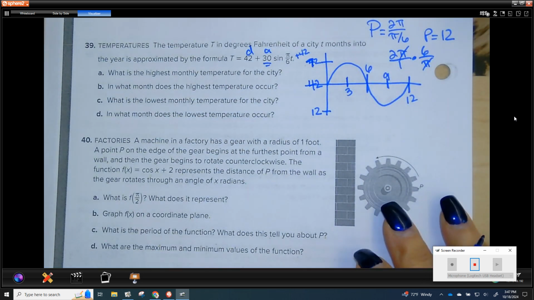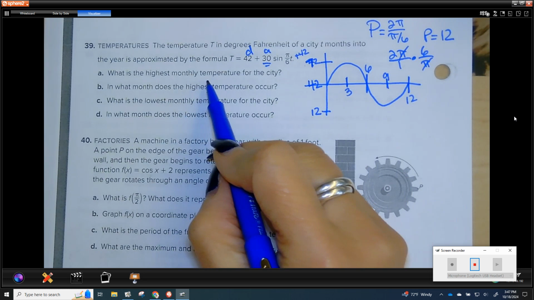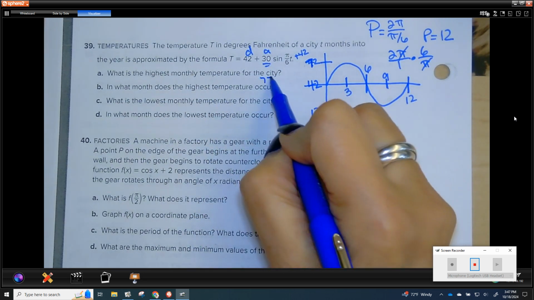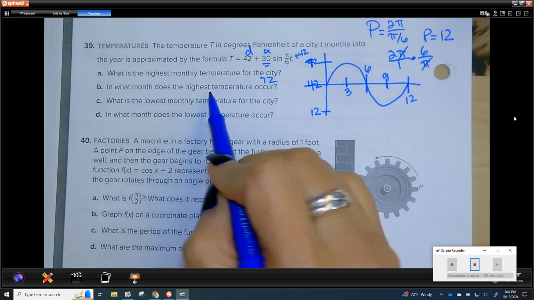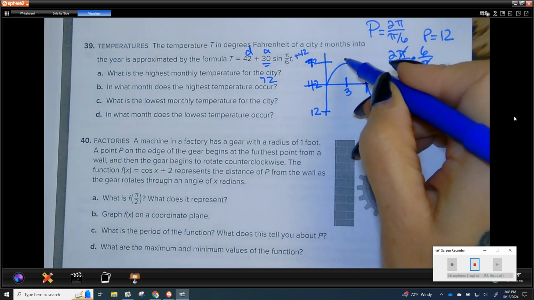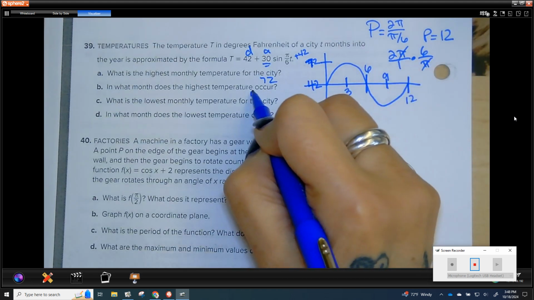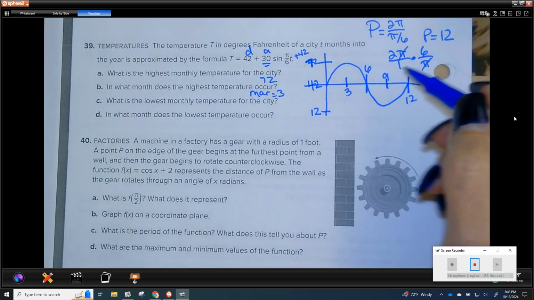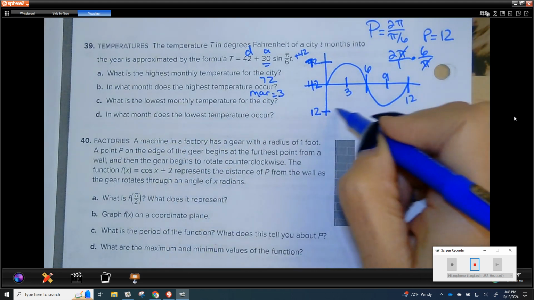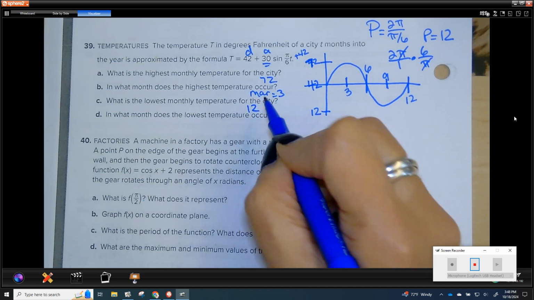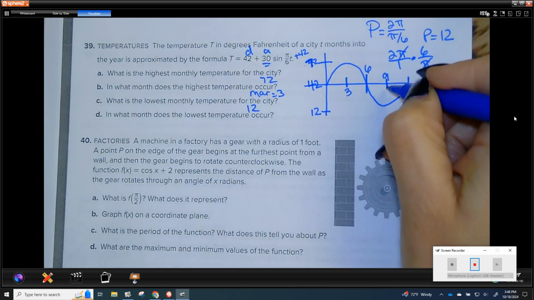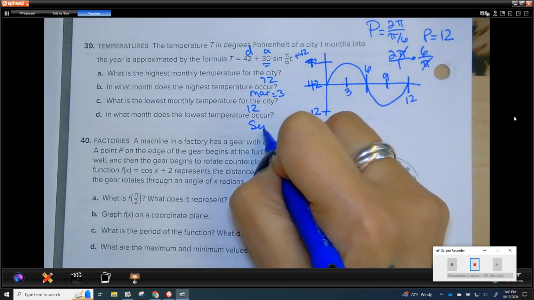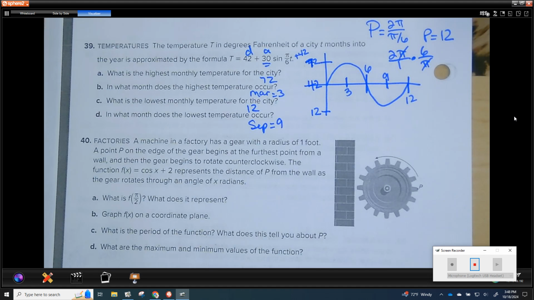All right. What's the highest temperature for the city? 72. What month does it reach the highest temperature? Right here. 3. March. What's the lowest temperature? 12. I'm sorry, it didn't go to 12, but it is 12. What month did it reach the lowest temperature? Right here, 9. September. Okay? That was a good one to convert the weather.